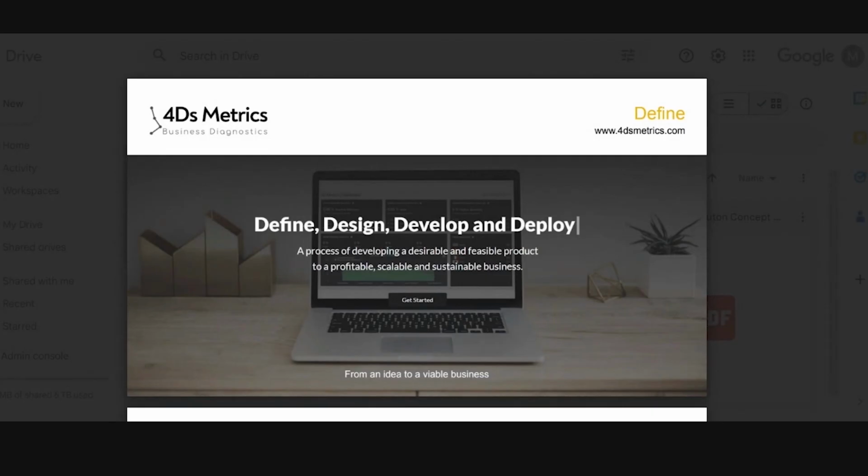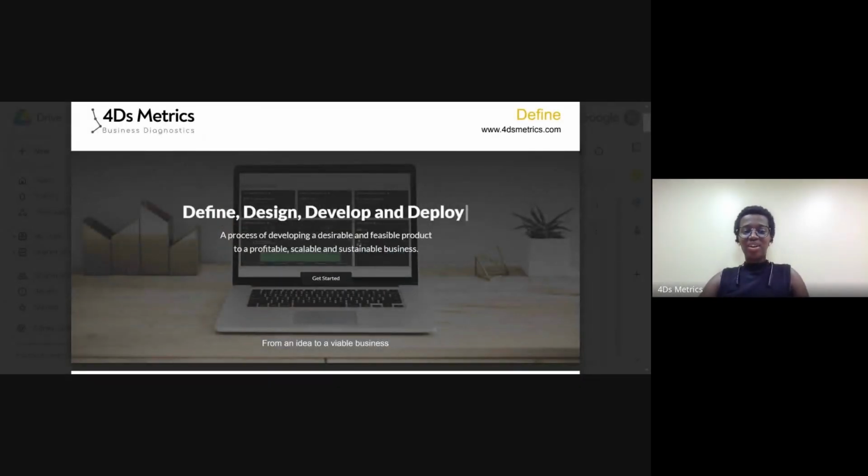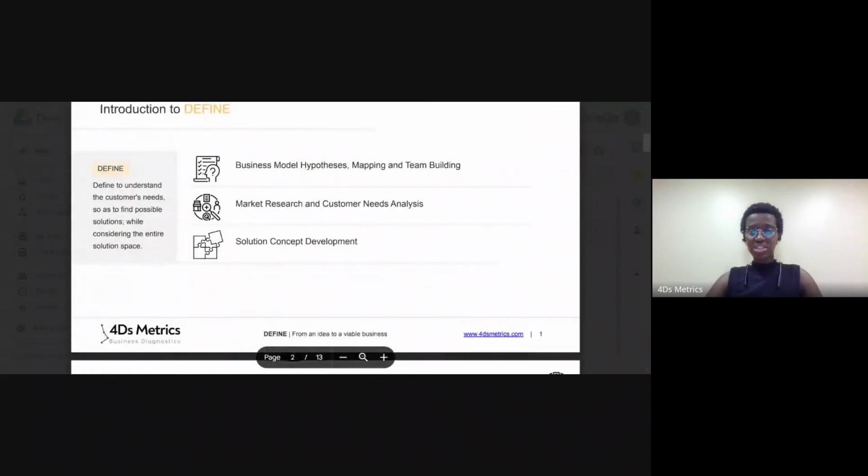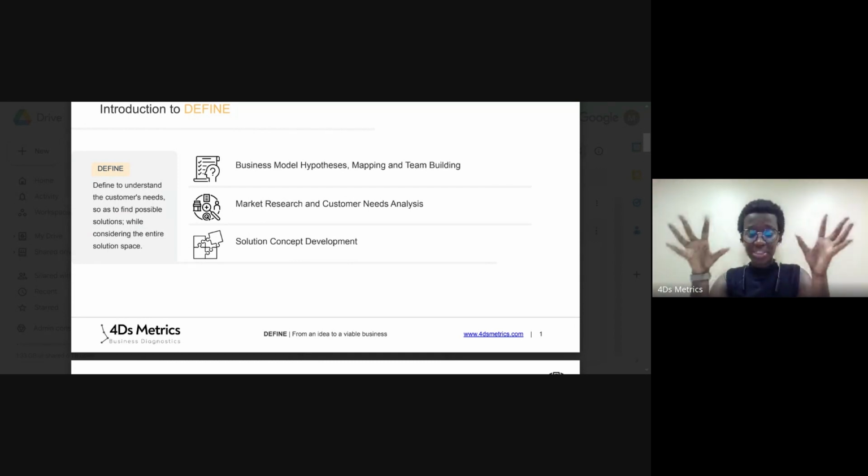We are doing the second part of Define, which is market research and customer needs analysis. Most especially here, we're looking at your market, because what we did yesterday was thinking about the hypothesis, the assumptions you have to start this business, mapping out your business idea and your team. Today, we're going out to the market to actually see if we really have a market, if we have clients for our businesses, or if the need we want to solve actually exists.